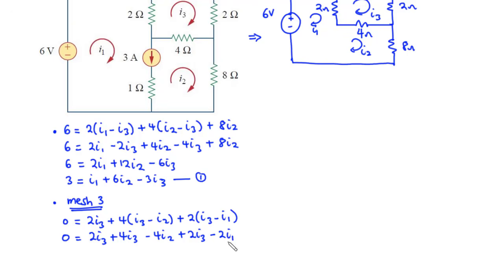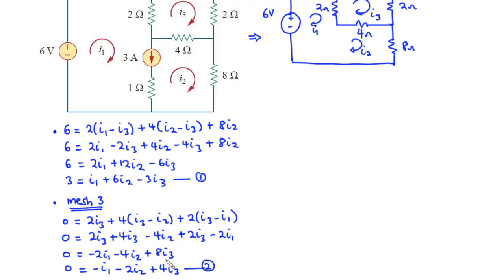Now let's simplify further. So we have 0 equals, for I1 we have negative 2I1, for I2s we have only negative 4I2, and then for the I3s we have 2 plus 4, which is 6, plus 2, which is 8, so plus 8I3. We can simply divide through by 2, so that we have 0 equals negative I1 minus 2I2 plus 4I3. Let's call this equation 2.